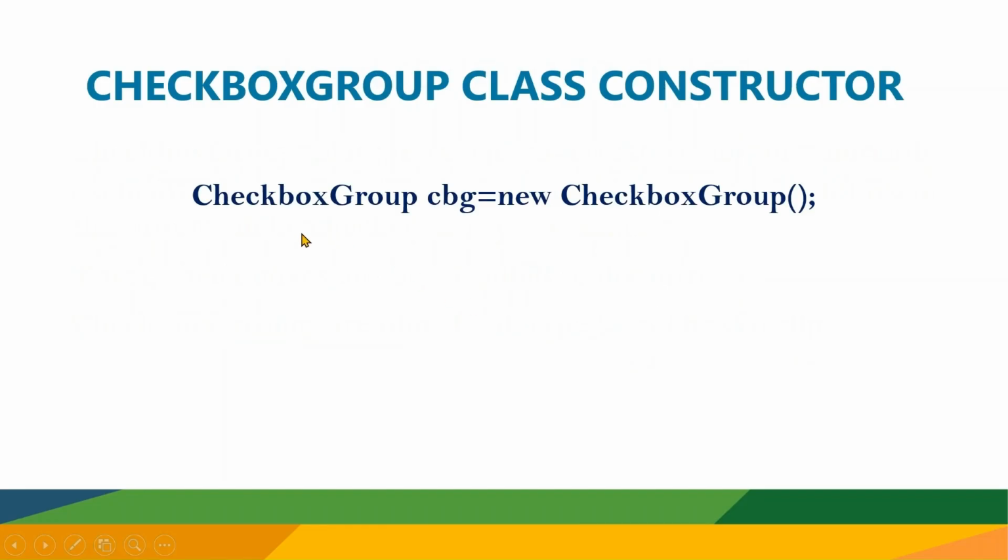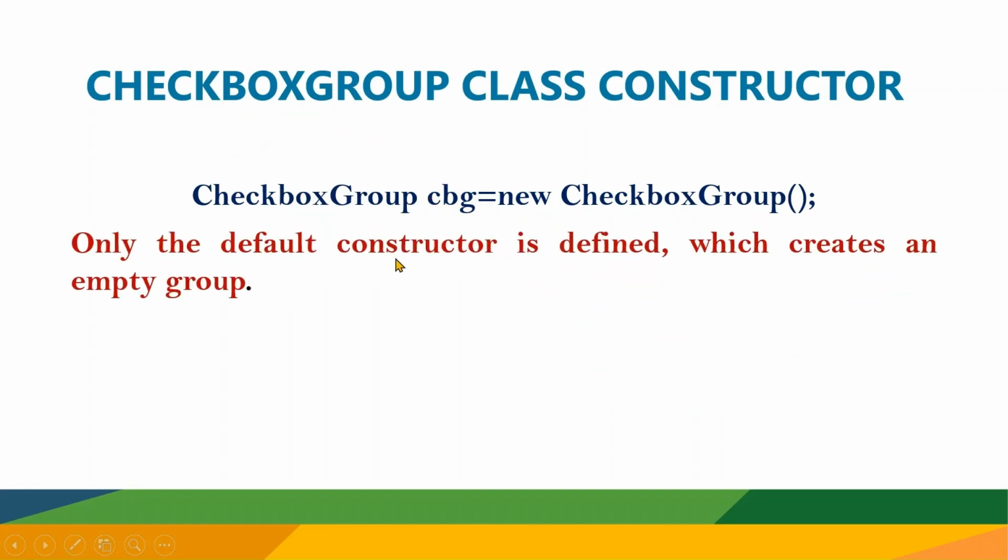Now, here we have only one constructor of this particular class called CheckboxGroup. So I need to write the CheckboxGroup class, then the object name is initialized with new for memory allocation, and you're calling the default constructor. We don't have any parameterized constructors, only one constructor is available. Only the default constructor is defined, which creates an empty group. So this is called a default constructor because I'm not passing any parameter.